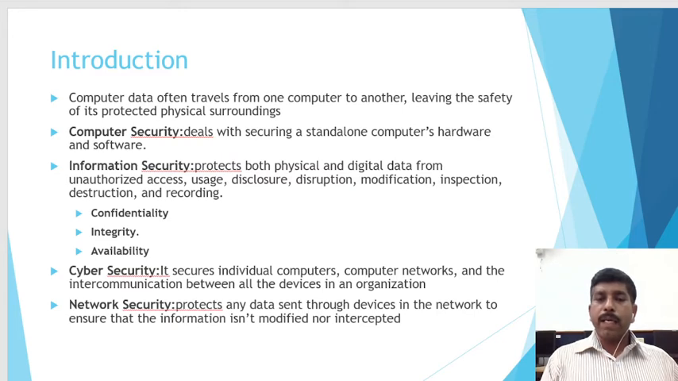When it comes to computer security, it basically deals with securing a standalone computer's hardware and software. Whereas information security protects both physical and digital data from unauthorized access, usage, disclosure, disruption, modification, inspection, destruction and recording. So if a company or an organization wants to manage the data, it needs to consider three entities. One, confidentiality. Second, integrity. Third, availability.